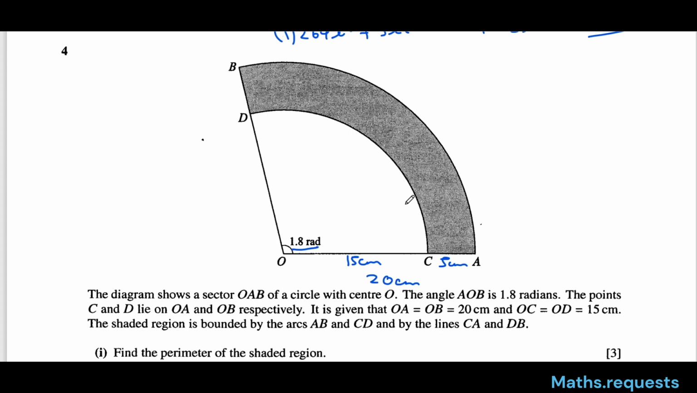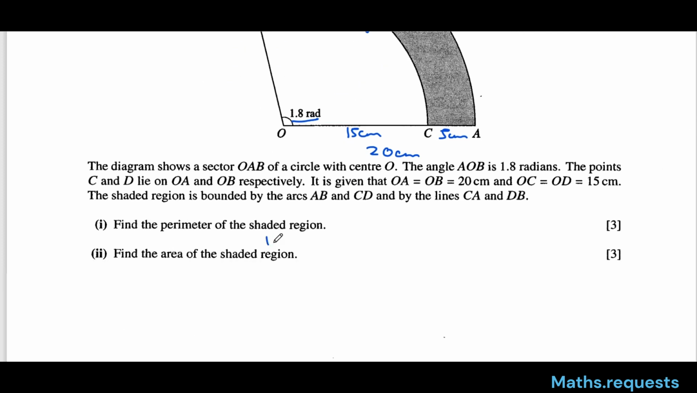So you know that the length of this arc here is going to be 15 times 1.8. The length of this arc here is going to be 20 times 1.8. You know that these two are 5 centimeters each. So the answer is 15 times 1.8 plus 20 times 1.8 plus 5, which is 73 centimeters.